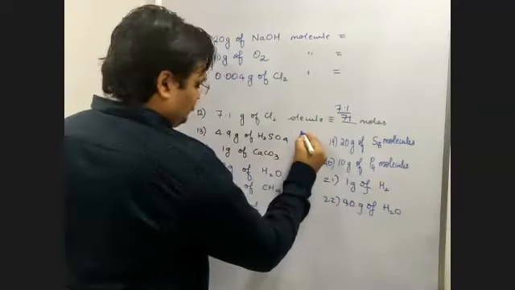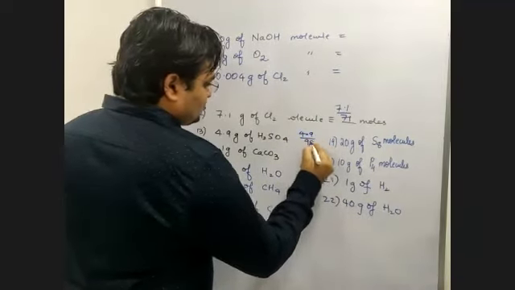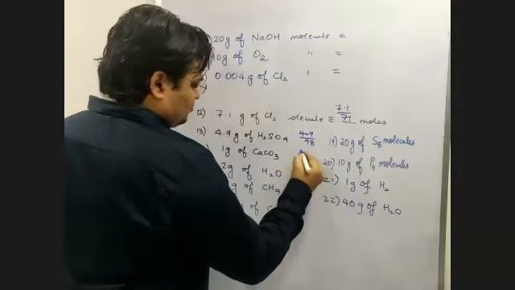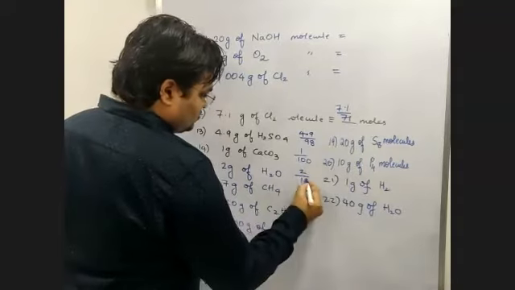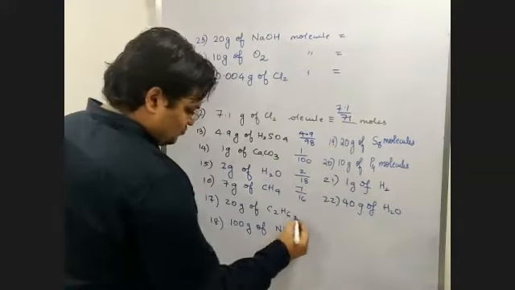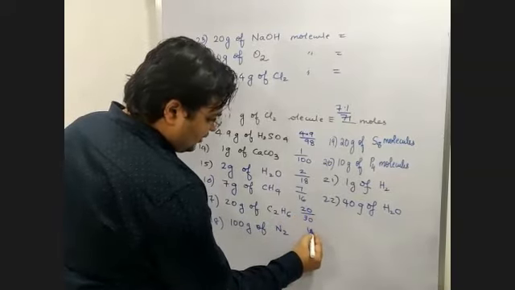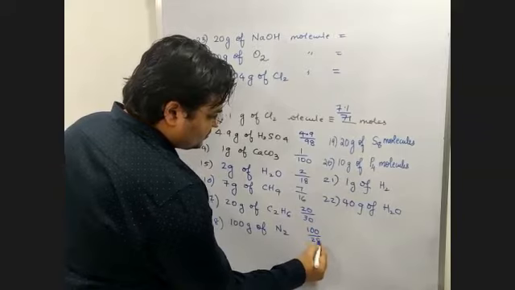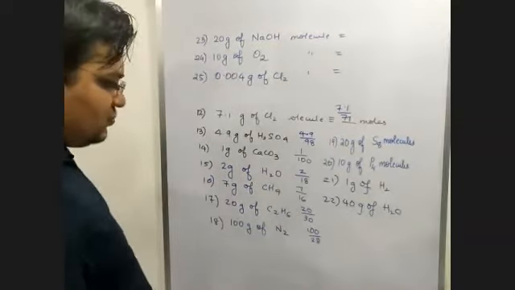So the 13th one is 4.9 by 98 moles. Then the 14th one is 1 by 100 moles. 15th one is 2 by 18 moles. 16th one is 7 by 16 moles. 17th one is 20 by 30 moles. 18th one is 28 by 100 moles. 100 by 28. 100 by 28. How, sir?